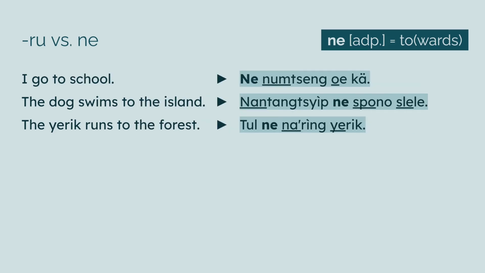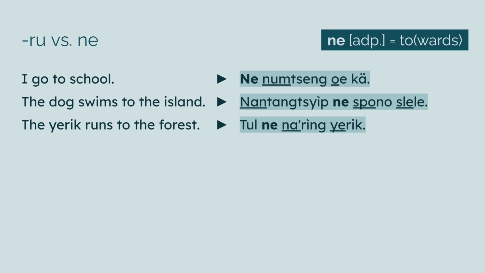Now the big question is, why do we not use ru here? Because I now spent about half an hour telling you that ru translates to something or someone. So why do I not say numtsengur oe ke? And the difference here is that we are talking about a direction here. We are talking about a movement into a certain direction, while ru is more grammatically the receiver of something.